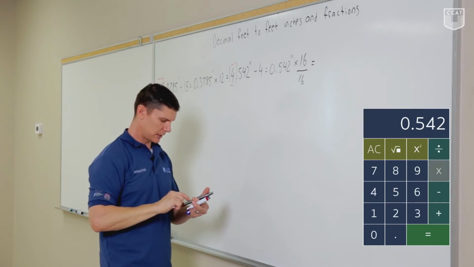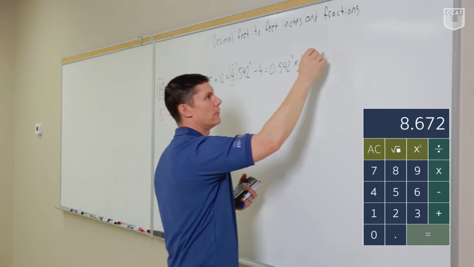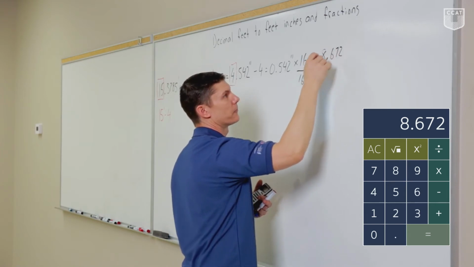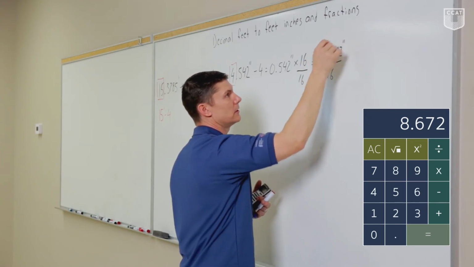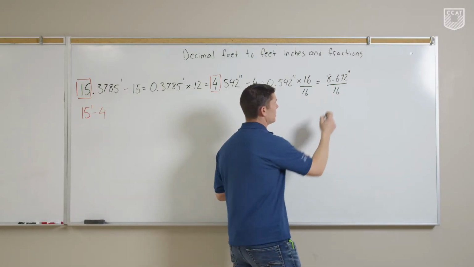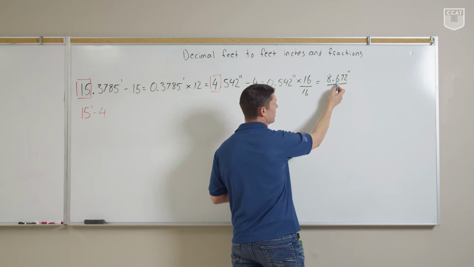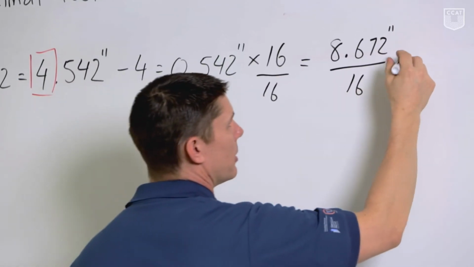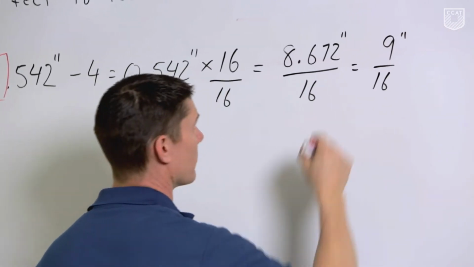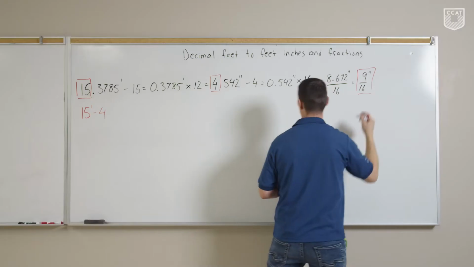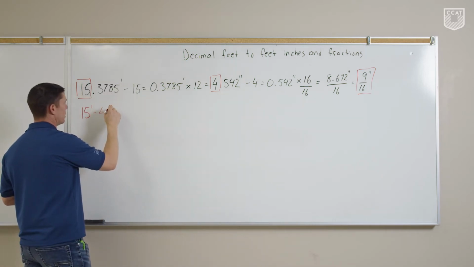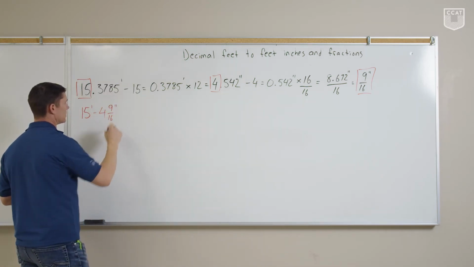0.542 times 16 equals, and we've got 8.672 over 16 of an inch. And we're going to round it to the nearest 16th of an inch. So because this number here is more than 0.5, we're going to round up to 9/16. And we'll record that number over here, and we would have 15 foot 4 and 9/16 of an inch.